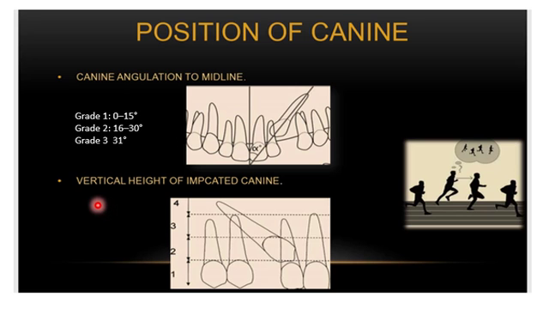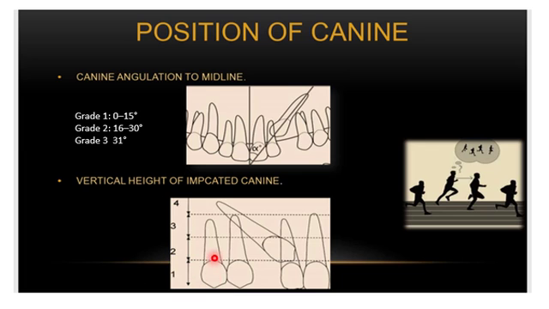Also, another method for positioning of the canine is the vertical height of the impacted canine from the X-ray. It is divided into 4 quarters or sectors.